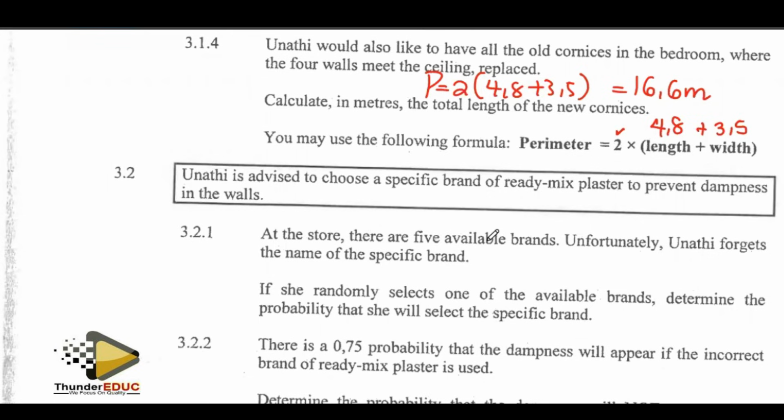At the store, there are 5 available brands. Unfortunately, she forgot the name of the specific brand. If she randomly selects one of the available brands, determine the probability that she will select the specific brand. So out of the 5 brands, it's 1 out of 5. They said probability, so if you stop here, it's fine. Or if you go ahead and show it as a percentage, don't forget to put the 20%.